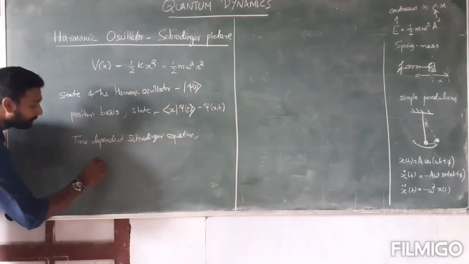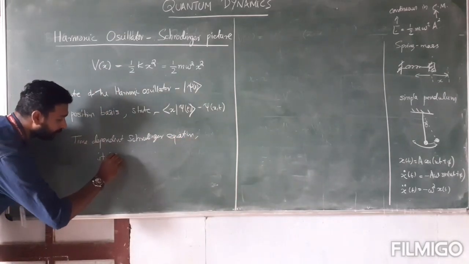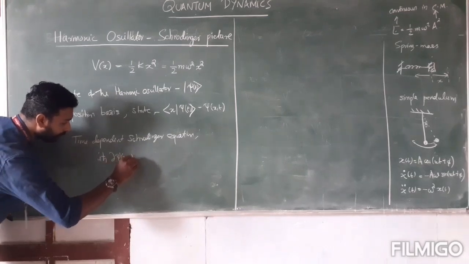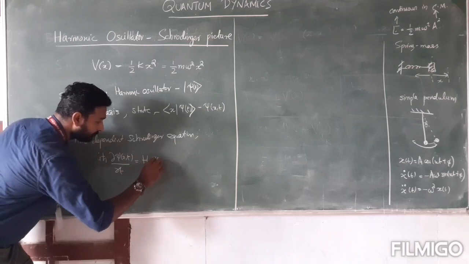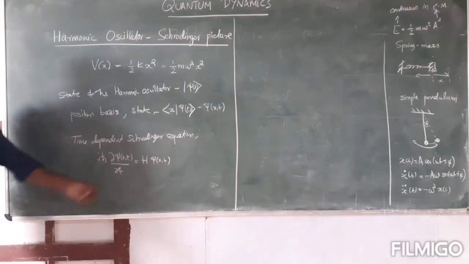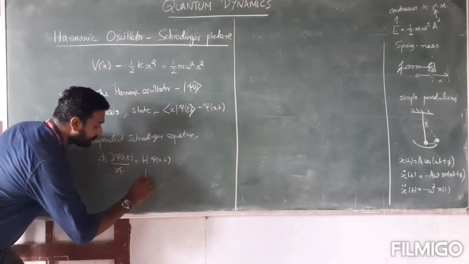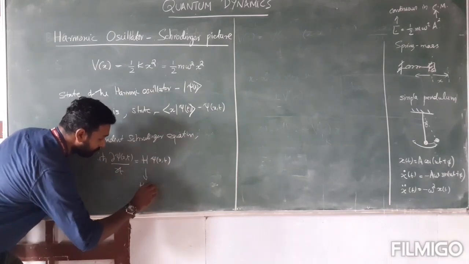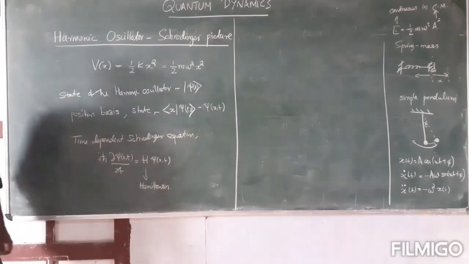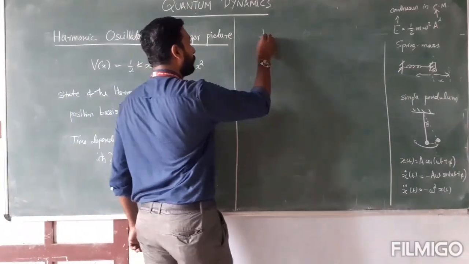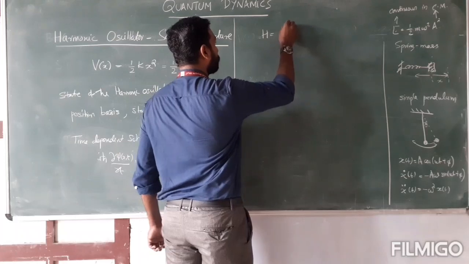And is given by iħ ∂ψ(x,t)/∂t = Hψ(x,t). And what is H here? H is the Hamiltonian. Okay, so in general, H takes the form, the Hamiltonian is p²/2m.